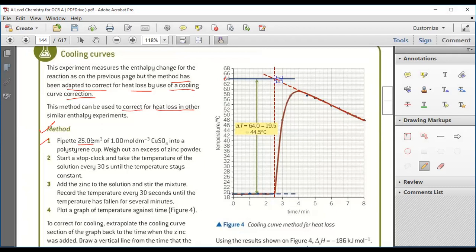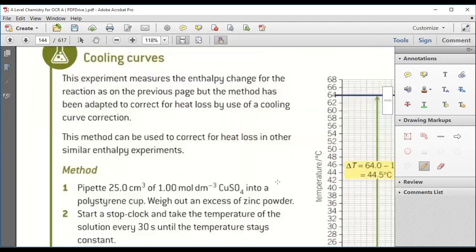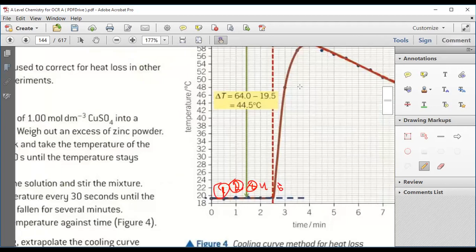Now start a stop clock and take the temperature of the solution every 30 seconds. It will be something like this. This graph shows temperature against time. At every 30 seconds you get a temperature reading: this is the first, second, third, fourth, fifth reading. Then after that the temperature suddenly starts rising. This is your seventh reading.